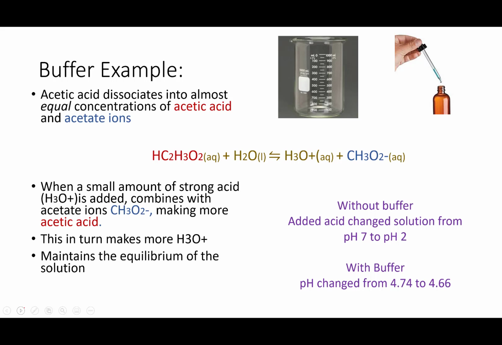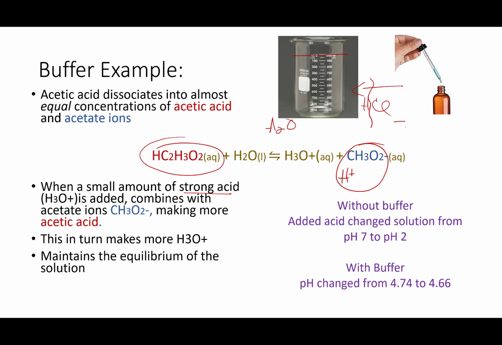So if you add this as a buffer into our solution, here's what happens. When small amounts of the strong hydrochloric acid get added to our mixture of water plus our acetic acid, what happens is this. The strong acid hydrogen ions are going to bond with our acetate ions here. Remember, hydrochloric acid is a very, very strong acid.